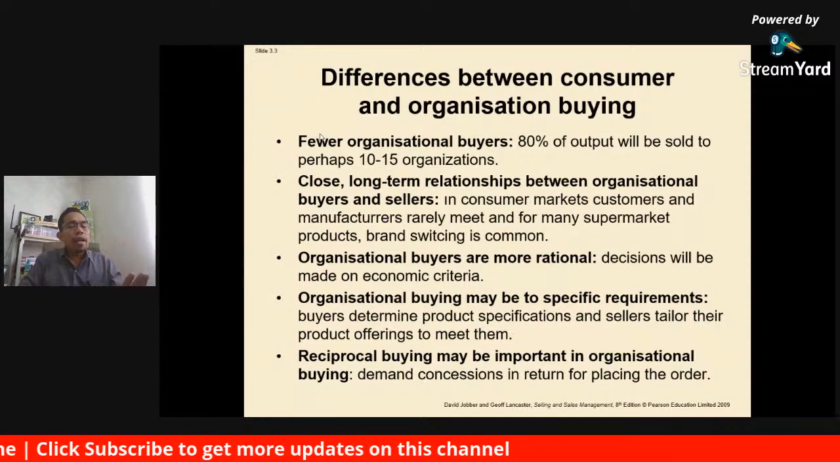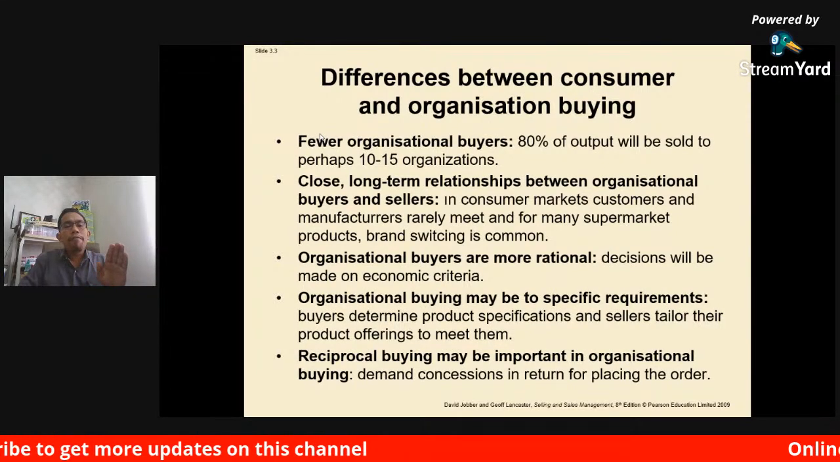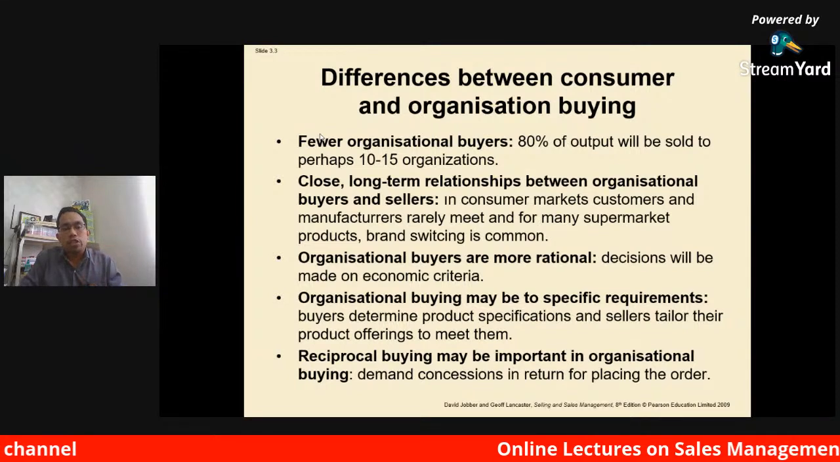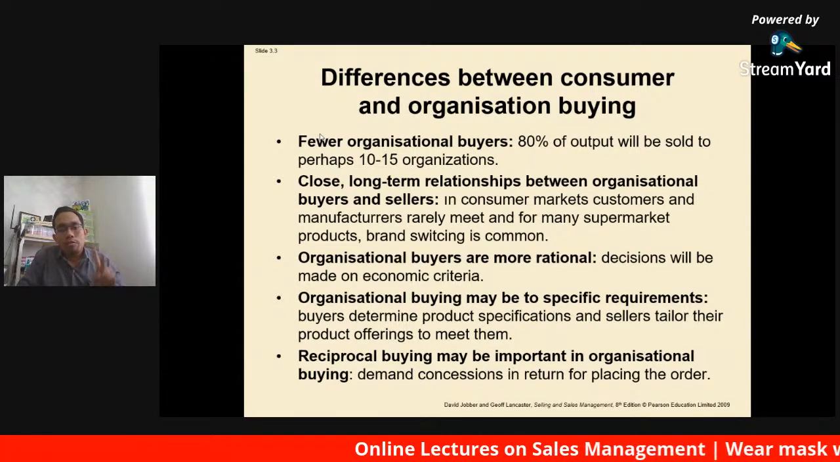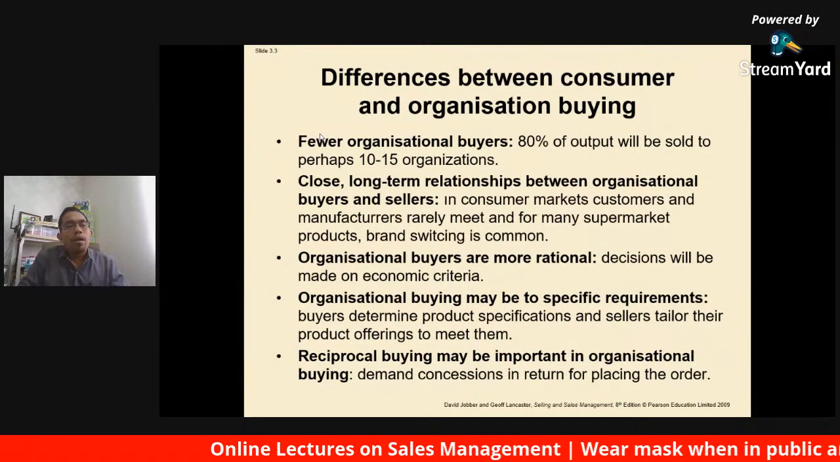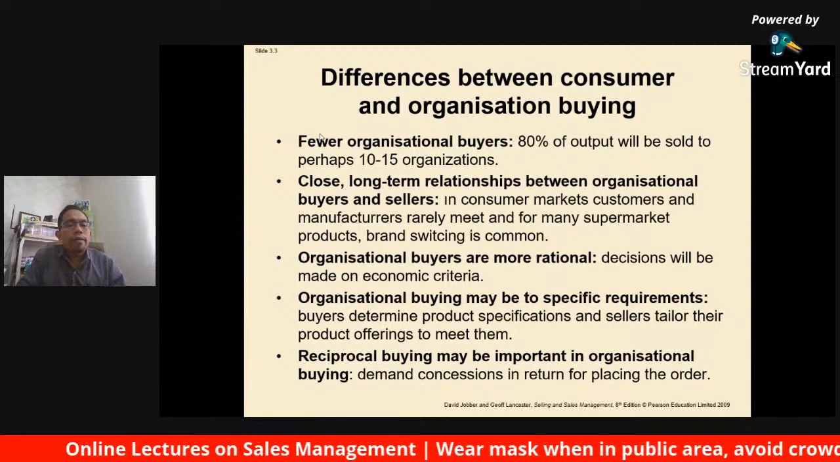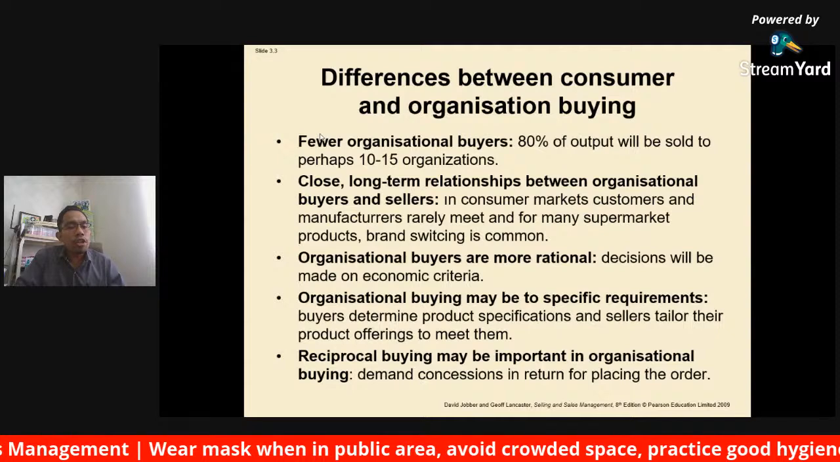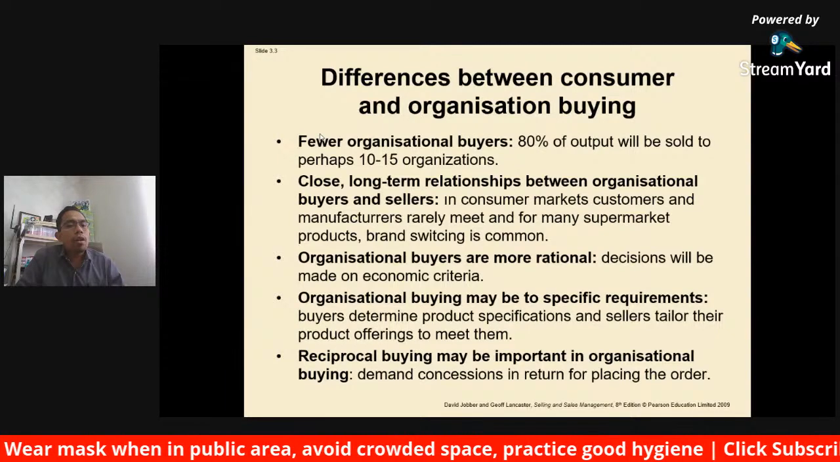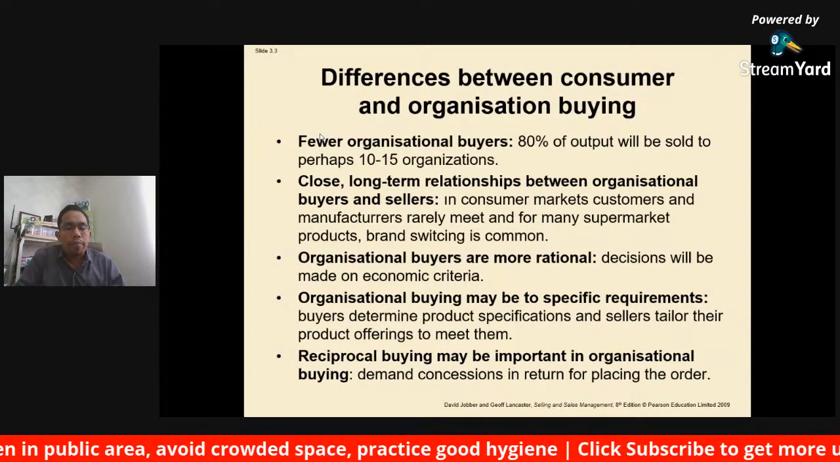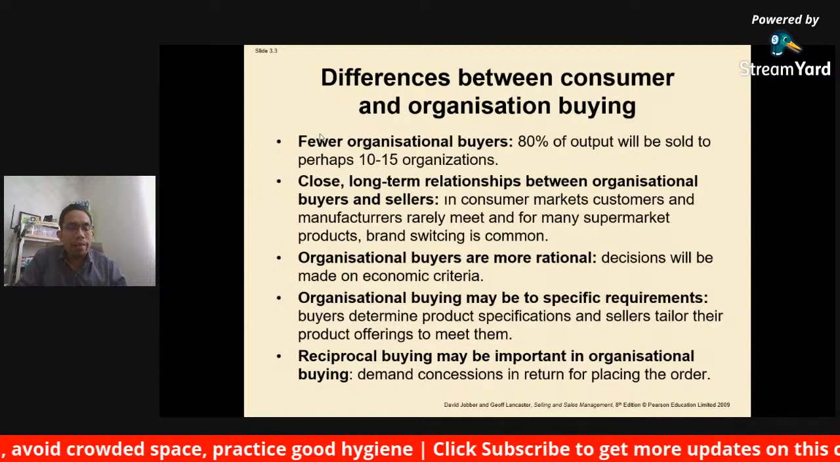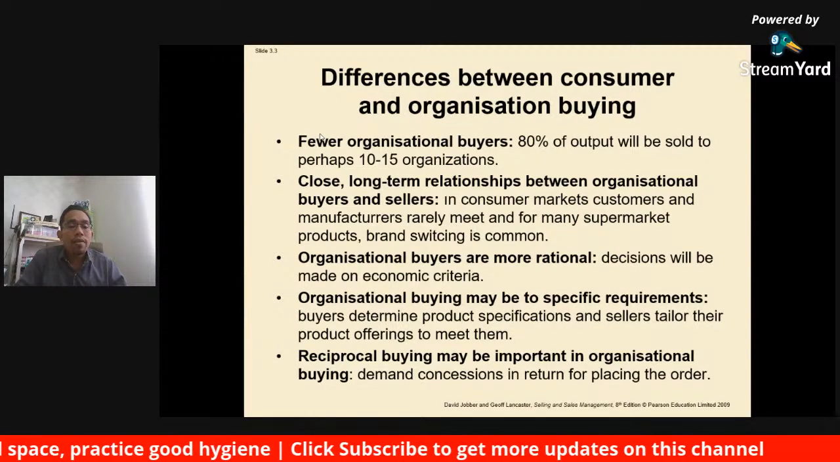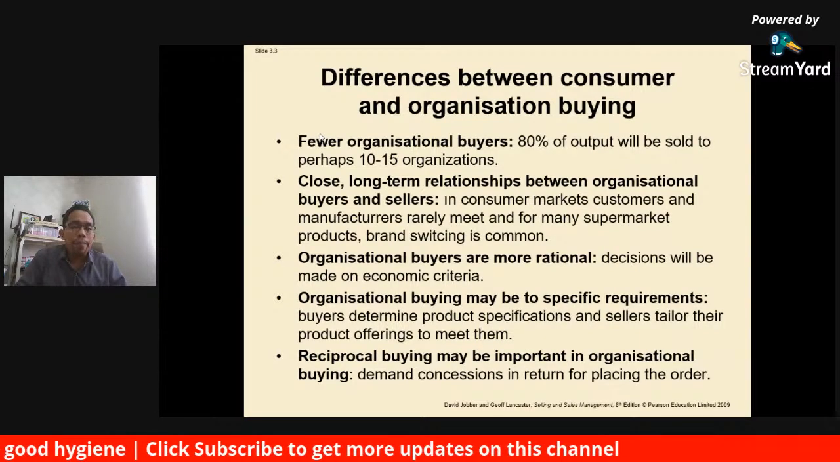So as an end consumer, you don't have to care about anything related to relationship. That is the second. Third, organizational buyers are more rational, because decisions are made on economic criteria. We consider every factor when buying a supply.